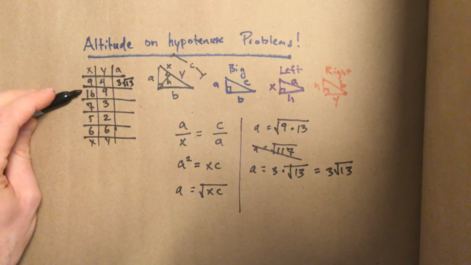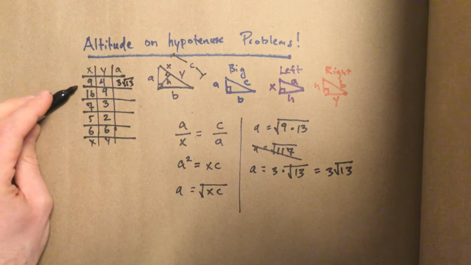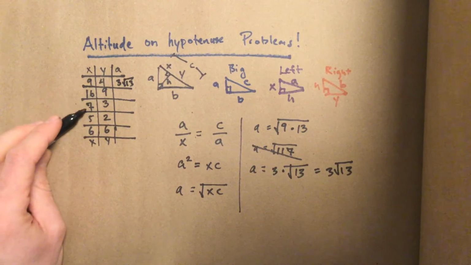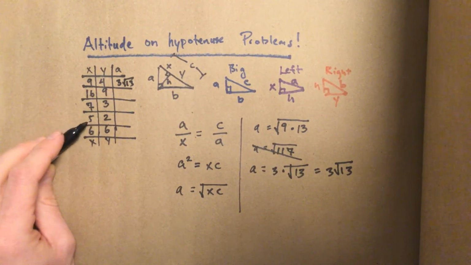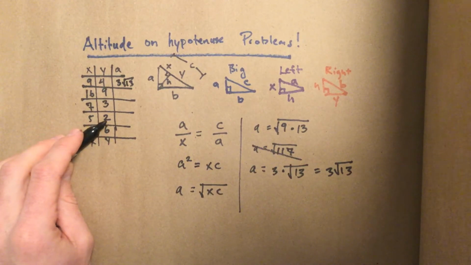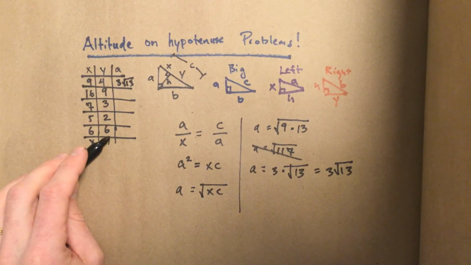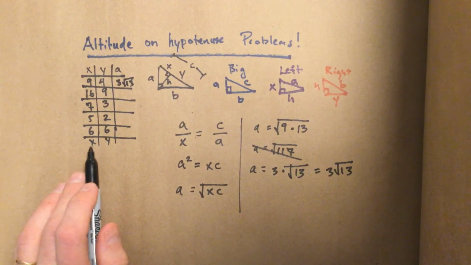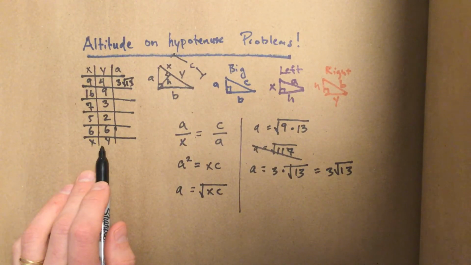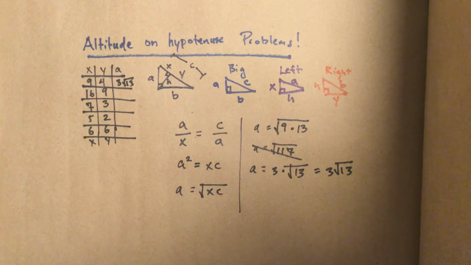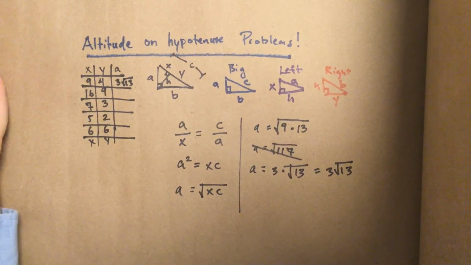Go ahead and try the remaining problems here. 16 for x, 9 for y, 7 for x, 3 for y, 5 for x, 2 for y, 6 for x, 6 for y. And then see what happens when you just generically put in an x and a y. Once you've done that, pause the video, give those problems a try, and then check your work with mine. So pause the video now, give some of those a try, check your work with mine.